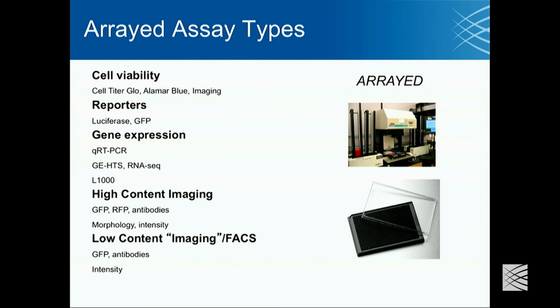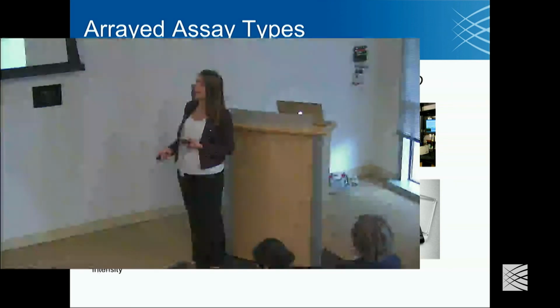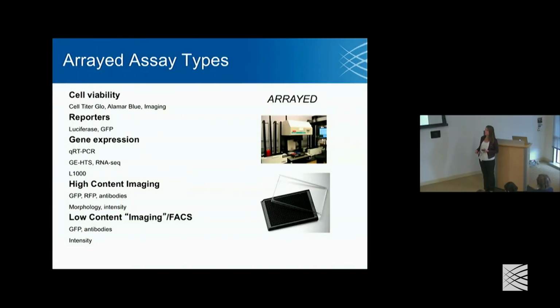So there are different types of arrayed assays. First, starting with a very simple assay would be cell viability. This you can do using CellTiter-Glo, Alamar Blue, or just imaging. There are also reporters using luciferase and GFP, gene expression using qRT-PCR, RNA-seq, or L1000. There are also more specific arrayed assays such as high content imaging and low content imaging.